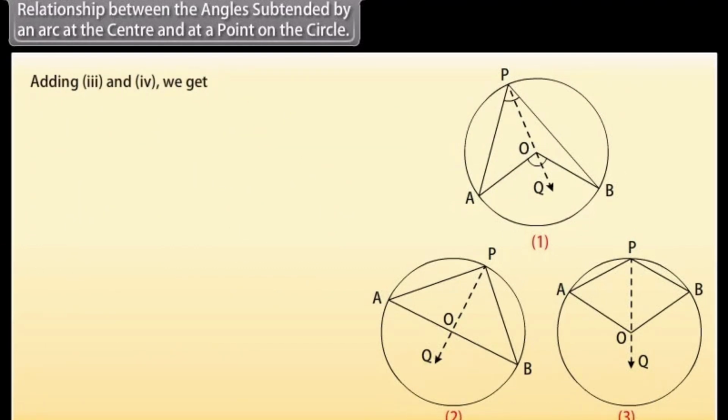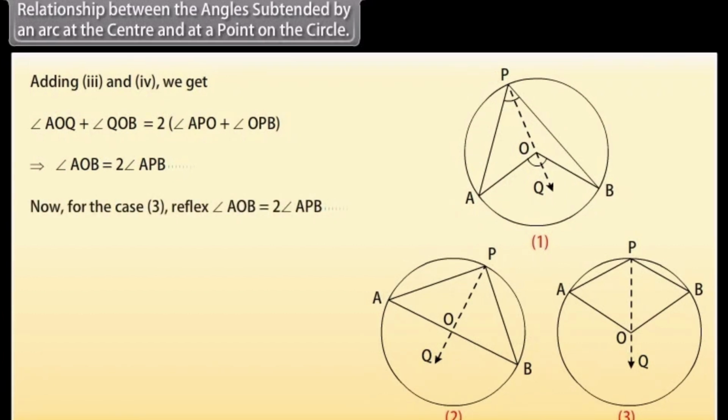Adding 3 and 4, we get angle AOQ plus angle QOB is equal to 2 into angle APO plus angle OPB. Similarly, angle AOB is equal to 2 angle APB. Now for case 3, reflex angle AOB is equal to 2 APB, hence proved.